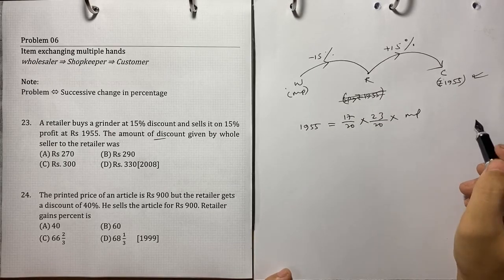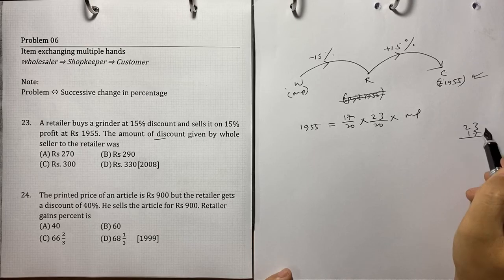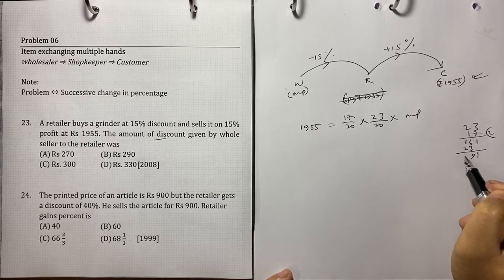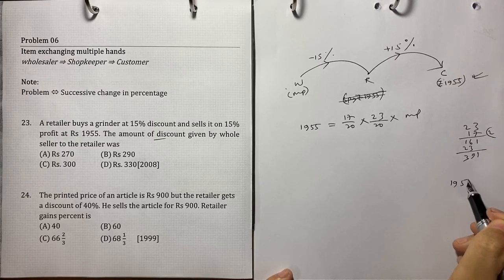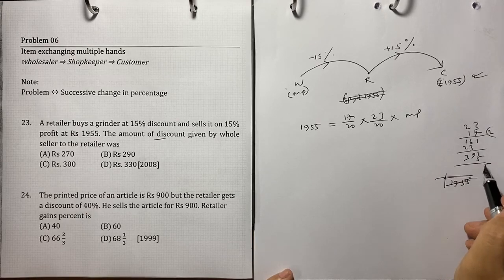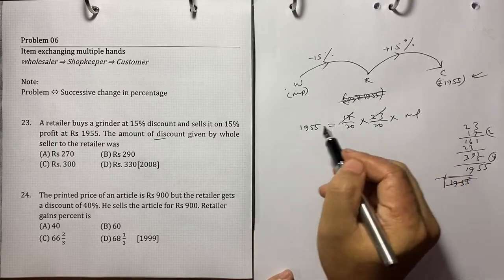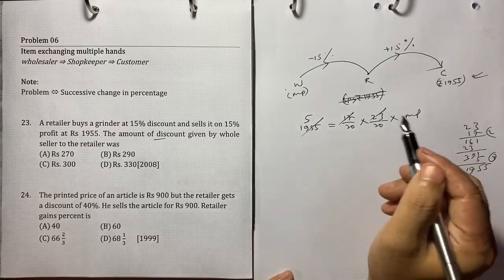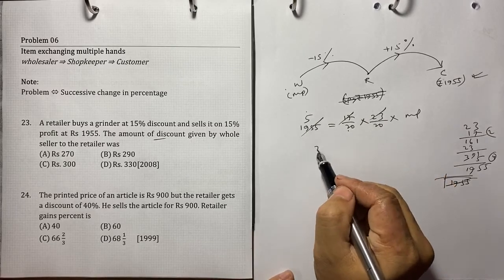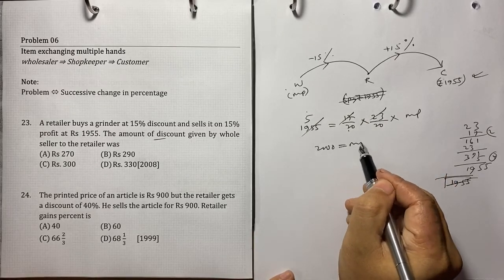23 into 17... cancel the 5, so 5 into 10, 100 into 20, 2000. 2000 equals the mark price.